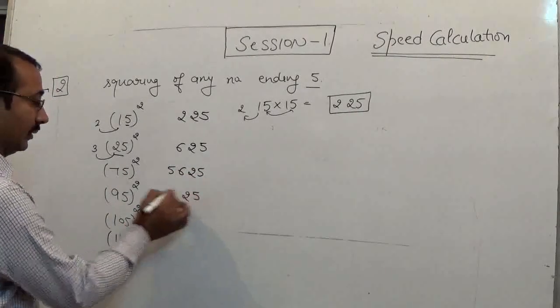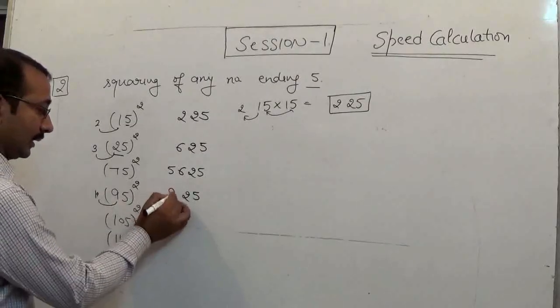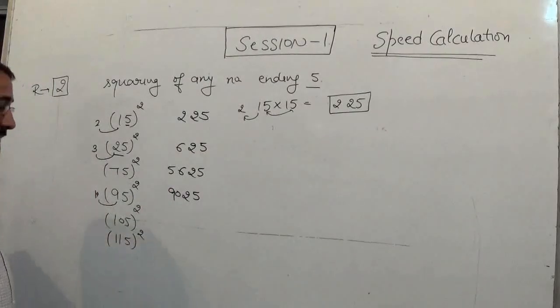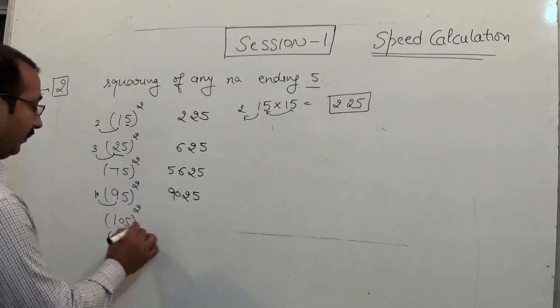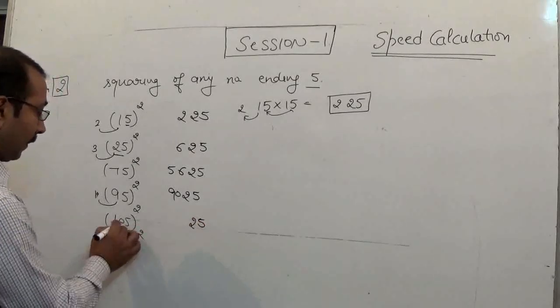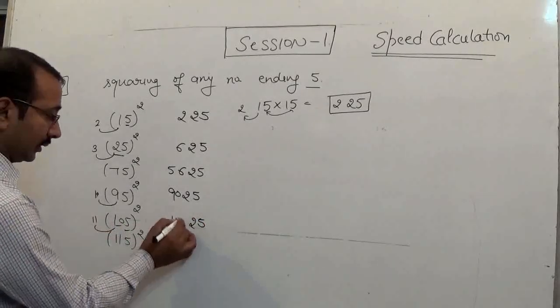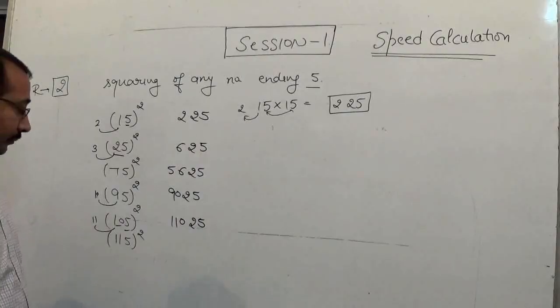95, 25, 9 is the next number 10. 9 into 10 is 90. I have to find the square of 105. 5 square is 25. 10 is the next number 11. This will give me 110.